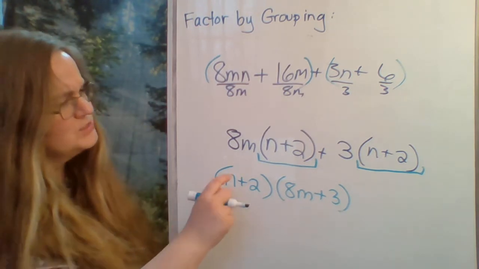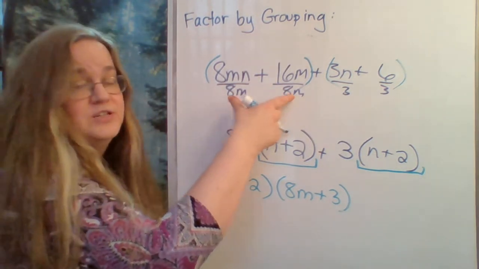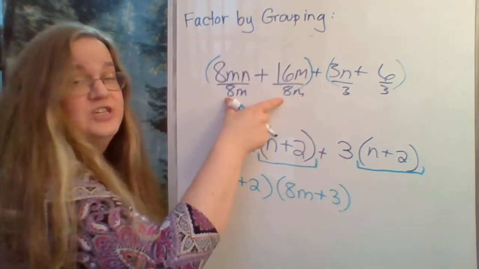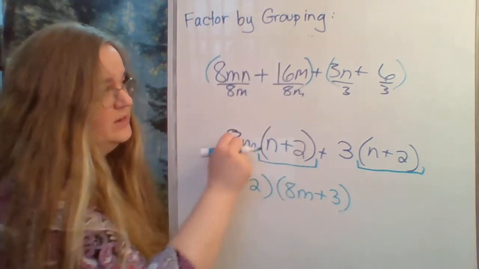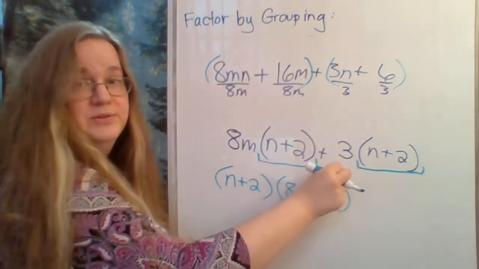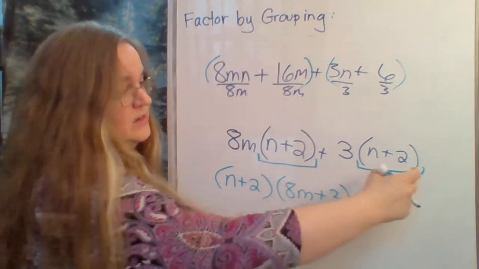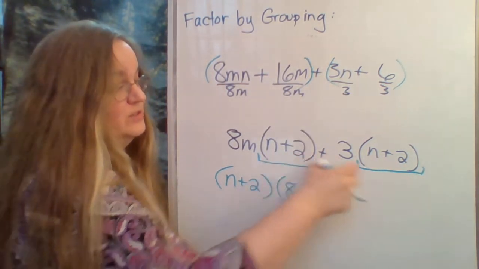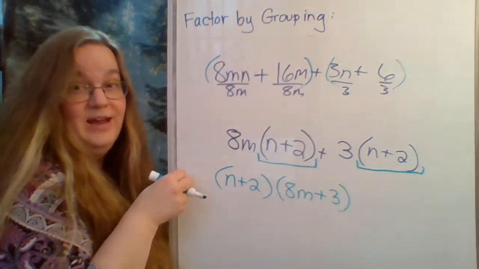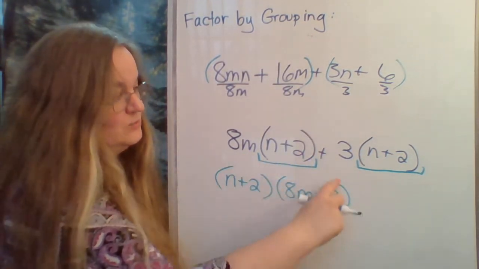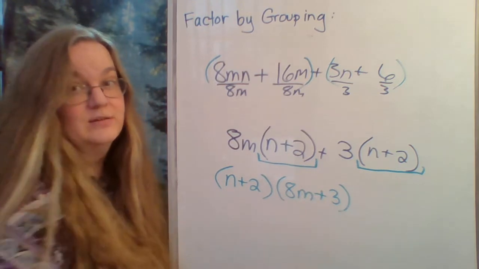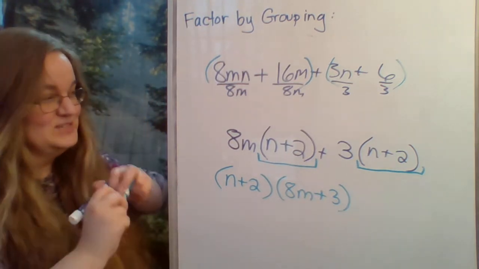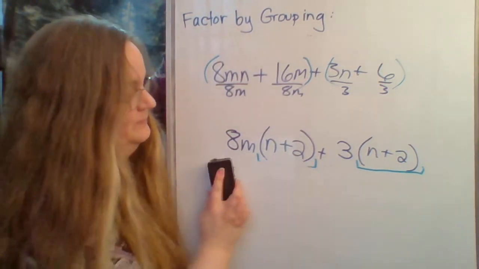So again, I grouped it into 2 pieces. I found the GCF of this one and pulled that out, found the GCF of that one and pulled that out, and then I ended up with a common binomial, the same binomial in both, which meant I could pull that out, and what's left over goes in the other parentheses. Let's take a look at another example.